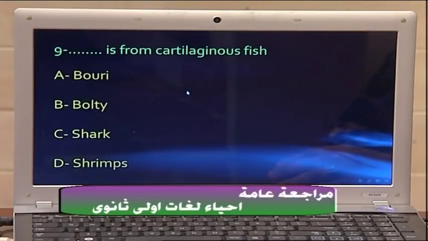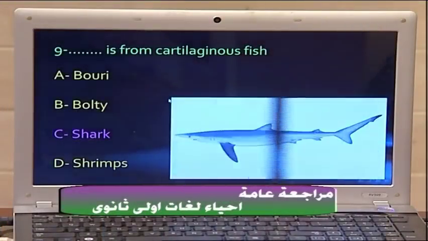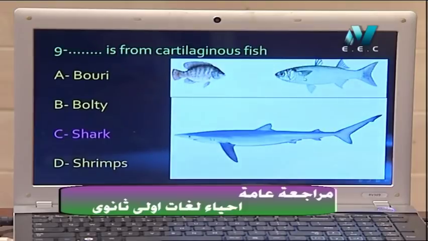is from cartilaginous fish. We have two types of fish, cartilaginous fish and bony fish. We know cartilaginous means the skeleton is cartilage, while bony means the skeleton is bone. I have two types of fish. The cartilaginous fish here is the shark. When you look at the picture in front of you, we have the bony fish and the shark related to cartilaginous fish.